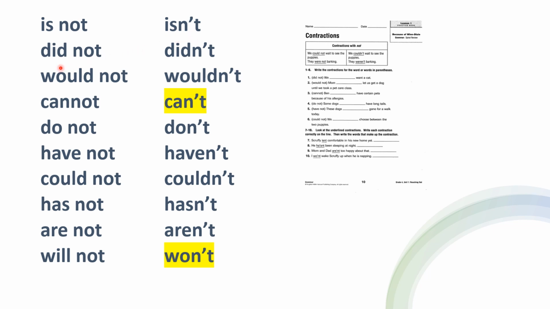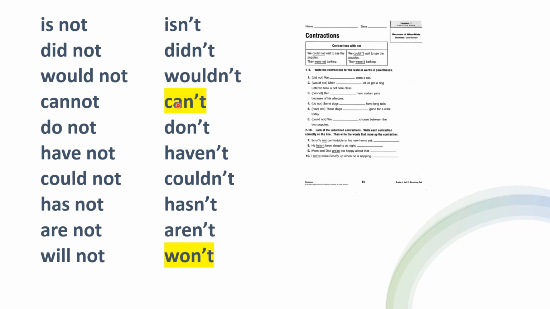Let's look at did not. Two words. We're going to make it into one word by making it into a contraction. We're going to take out the O and add an apostrophe, replacing the O, and we'll have the new word, one word, didn't. Would not, two words, we're going to make it into the contraction wouldn't. We're going to replace that O with an apostrophe.